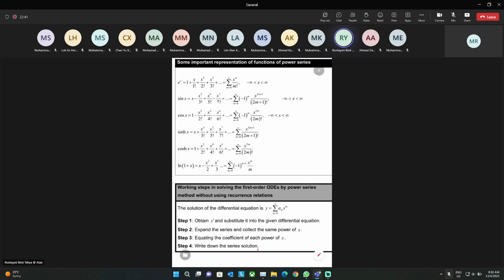So there is a working step. Working steps in solving. There are a few steps for power series. So maybe I can simplify this.